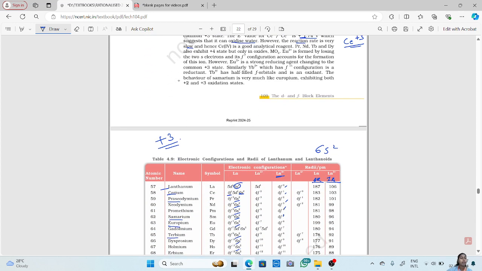So in common, what you have to remember in this part is that the lanthanide series has a common oxidation state of plus 3. Besides plus 3, you can also get plus 2 and plus 4 oxidation states, but not more than plus 4. Now, why do you get plus 2 and plus 4 oxidation states? It is basically because of the empty orbitals or half or fully filled f orbitals. Because of these reasons, you can get a plus 2 or plus 4 oxidation state.